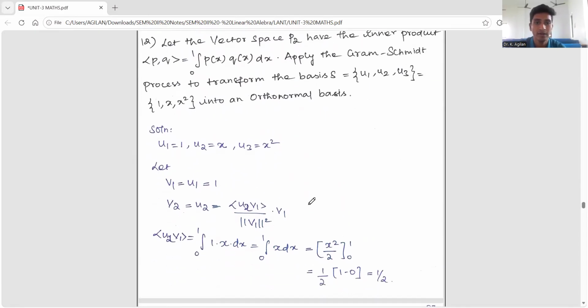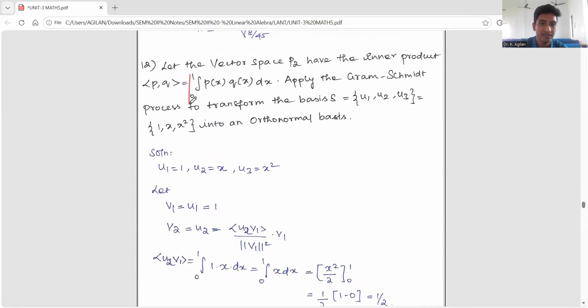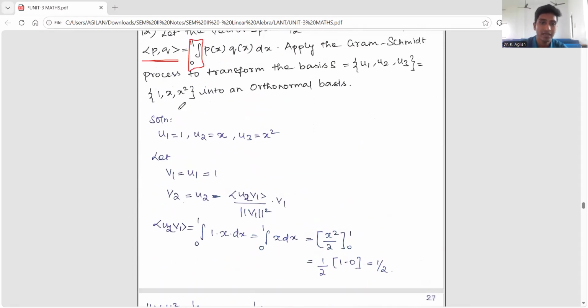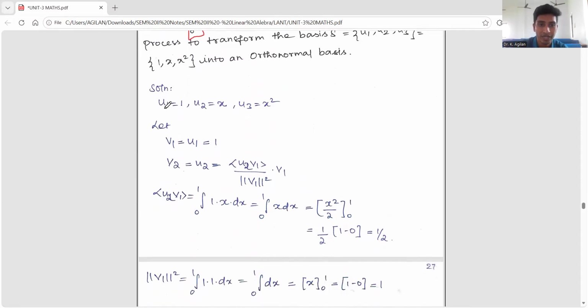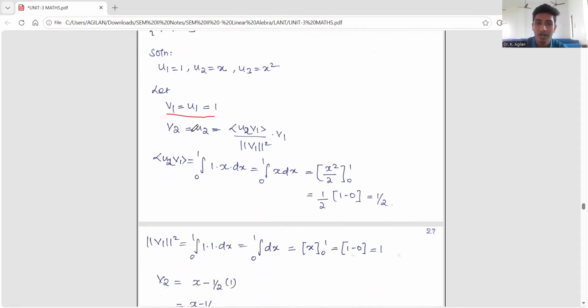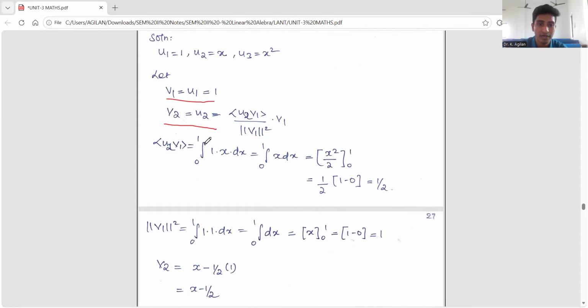Right. Similarly, the next problem is the same; only the limit changed. Proceed as in the previous problem, but the limit only changed. Here we consider the inner product of p comma q equal to integral 0 to 1. For the previous problem, it was minus 1 to 1, right? So here 0 to 1, simple. The same polynomials: 1, x, x square. So u1 equal to 1, u2 equal to x, u3 equal to x square. Whereas v1 equal to u1 equal to 1, and for v2 we have the same formula as before.